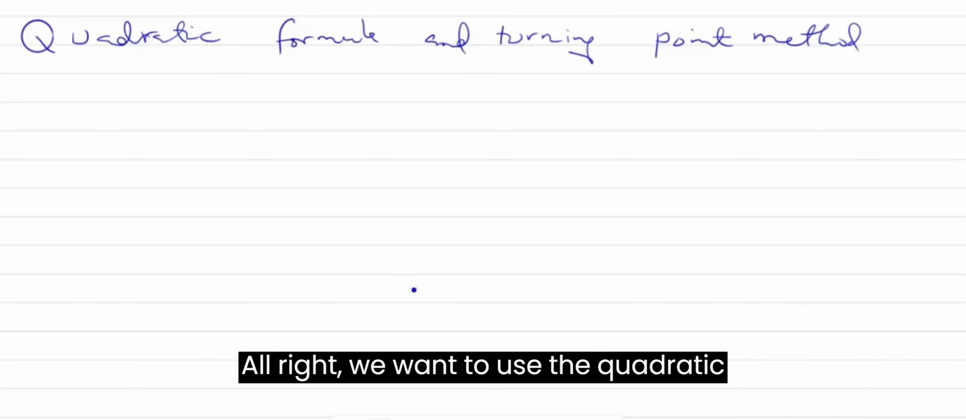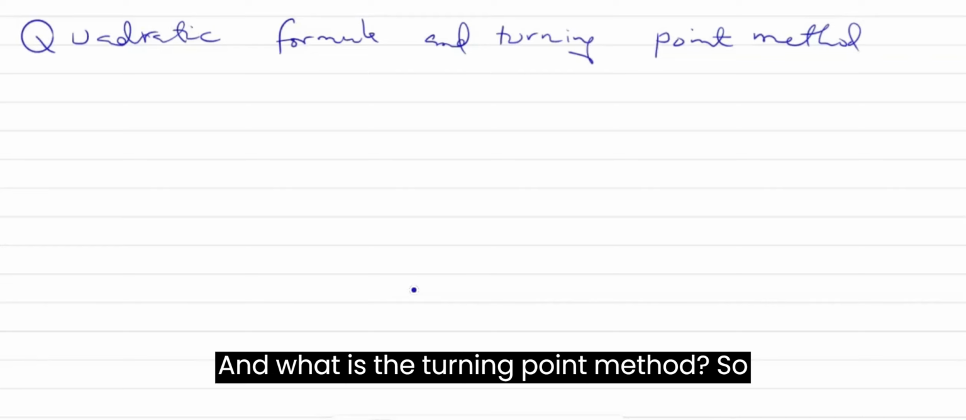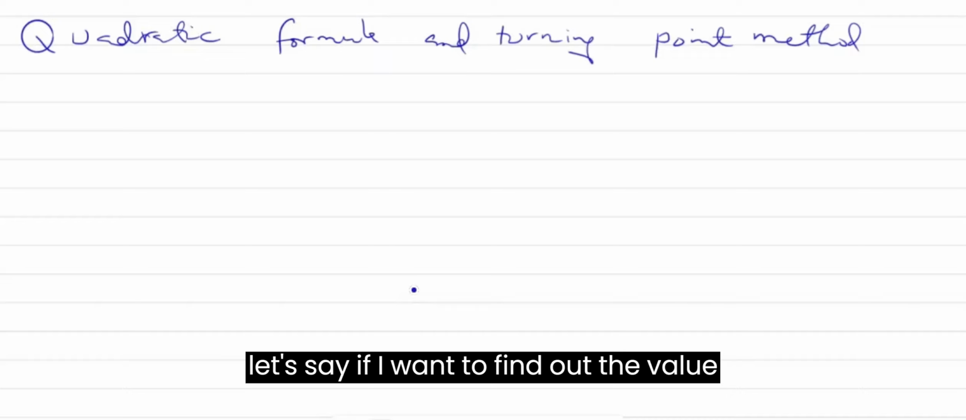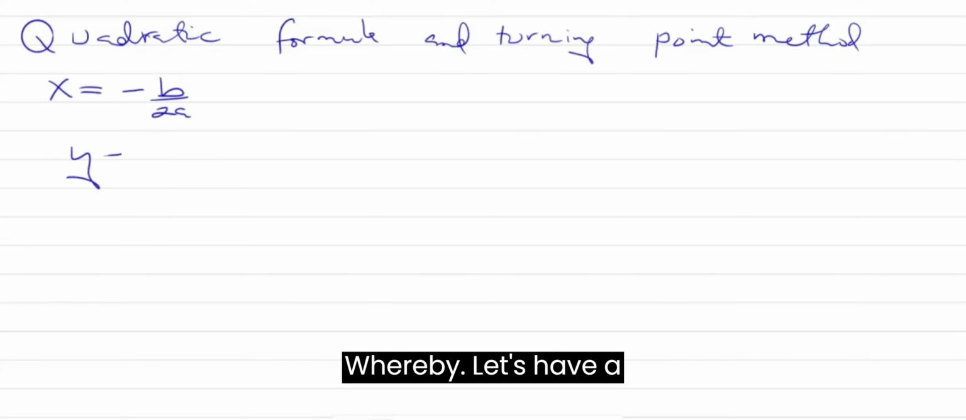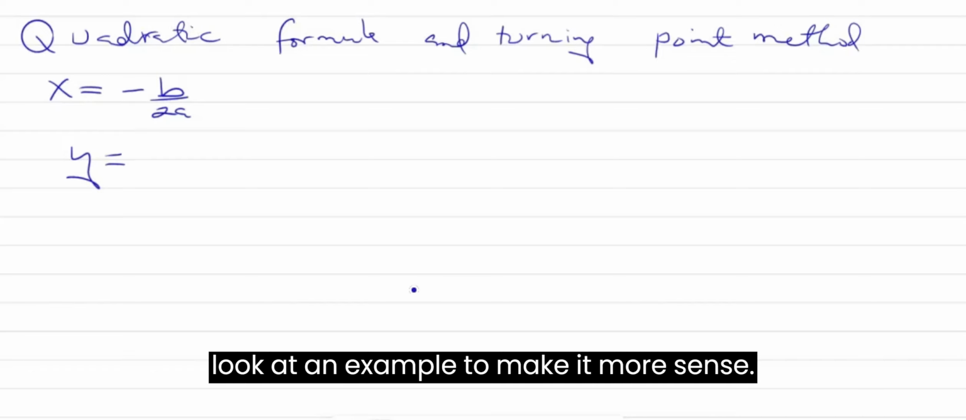All right, we want to use the quadratic formula and the turning point method. And what is the turning point method? So let's say if I want to find out the value of x at the turning point, that is going to be negative b over 2a, whereby, let's have a look at an example to make it make more sense.